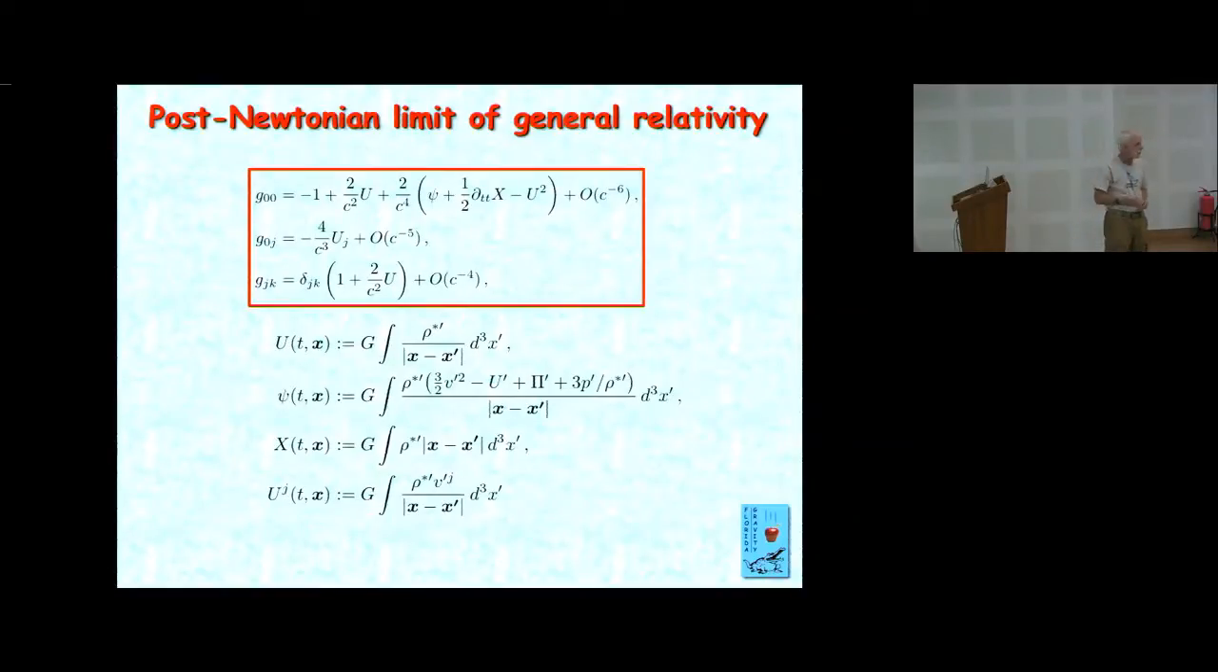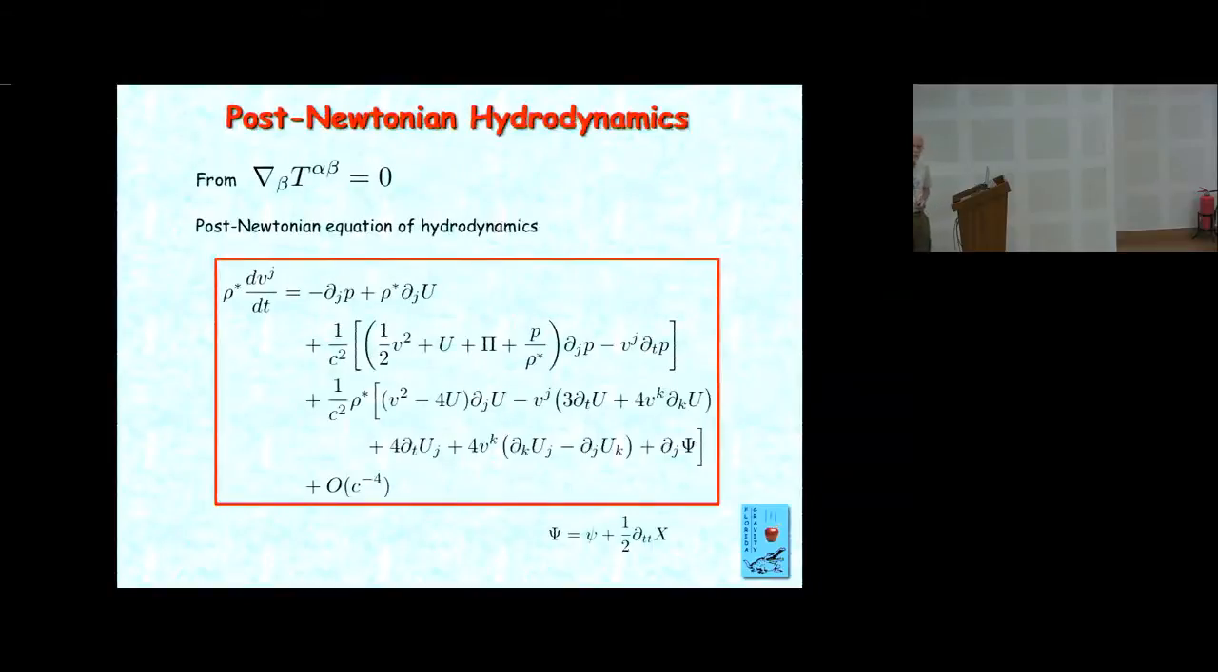Well, given that metric, we can do physics. We can calculate equations of motion. We can look at proper distances between things. We can do lots of stuff. So that's what we want to do now, apply that thing to specific problems. So for example, there's the equations of hydrodynamics. We talked about these earlier in Newtonian theory, the Euler equations. So now we can find the analog of the Euler equations, but including post-Newtonian corrections.